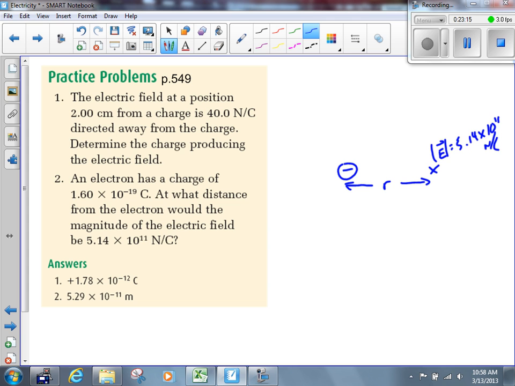If I have information about the electron, the charge of the electron is negative 1.60 times 10 to the minus 19 coulombs. Tell me, is that electron a producer or an experiencer? It's got to be a producer. How do you tell that? This is kind of tricky in terms of the wording, whether you've got a producer or an experiencer. How do you know whether you have a producer or experiencer in this question?